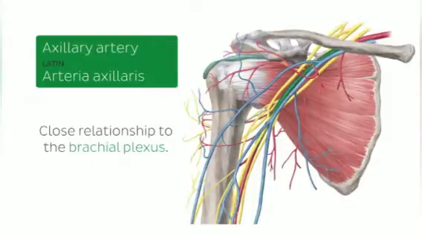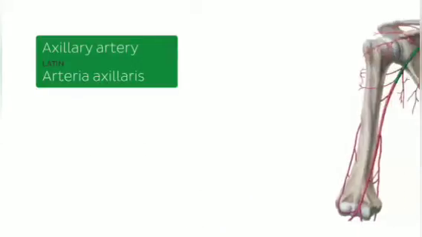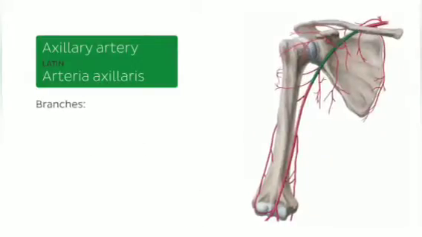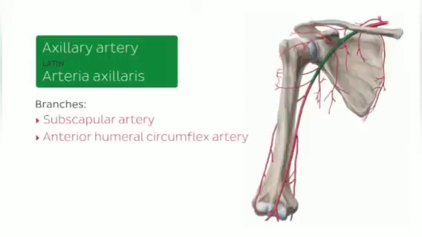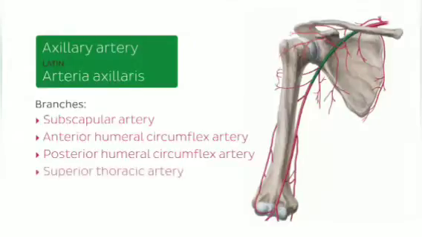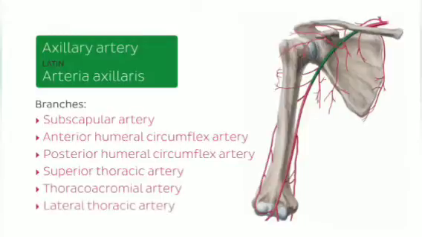Before we move on to another artery, I would like to talk about the different branches of the axillary artery. Some of them will be covered in this tutorial, and the list includes the subscapular artery, the anterior humeral circumflex, the posterior humeral circumflex, the superior thoracic artery, the thoracoacromial artery, and the lateral thoracic artery. These last three we're not going to be covering in this tutorial as they supply the thoracic region, so we'll leave them for another tutorial.